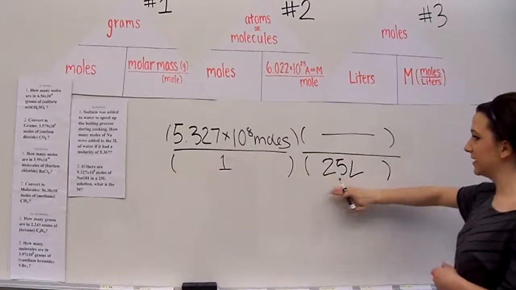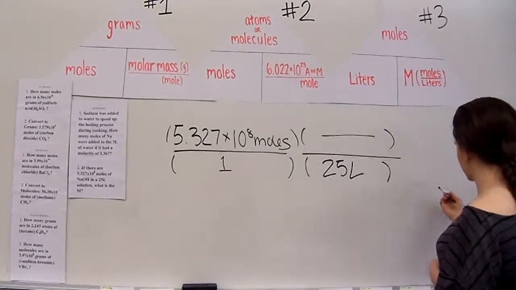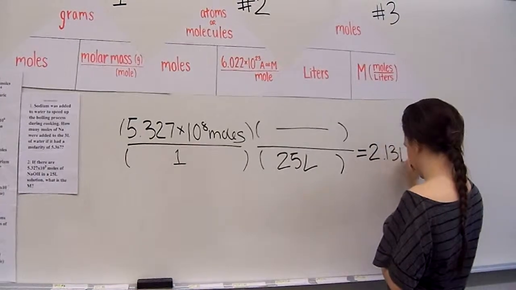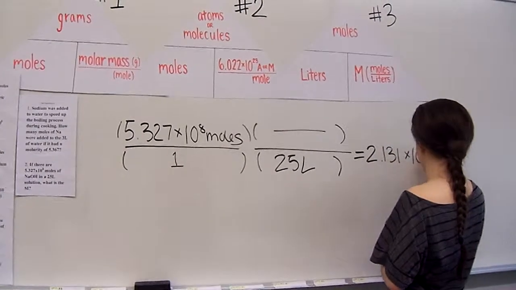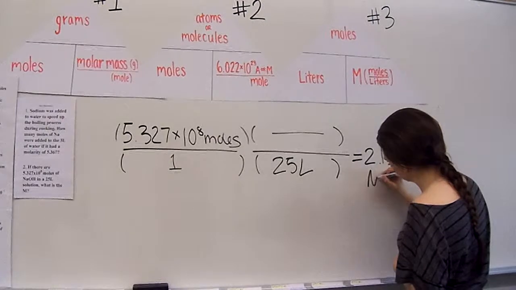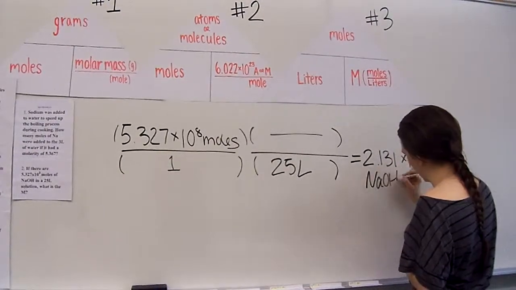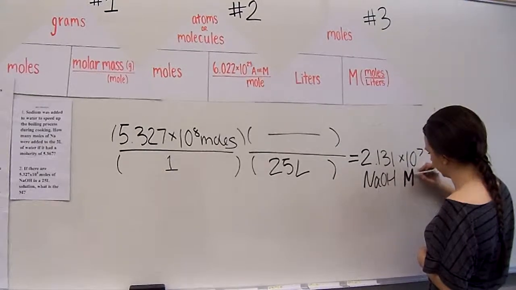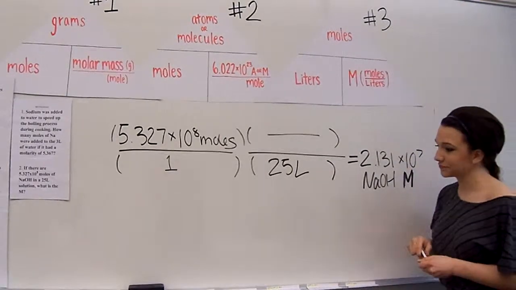Once this is divided by this, you should end up with the answer 2.131 times 10 to the 7th molarity of NaOH. And the bold M represents the molarity.